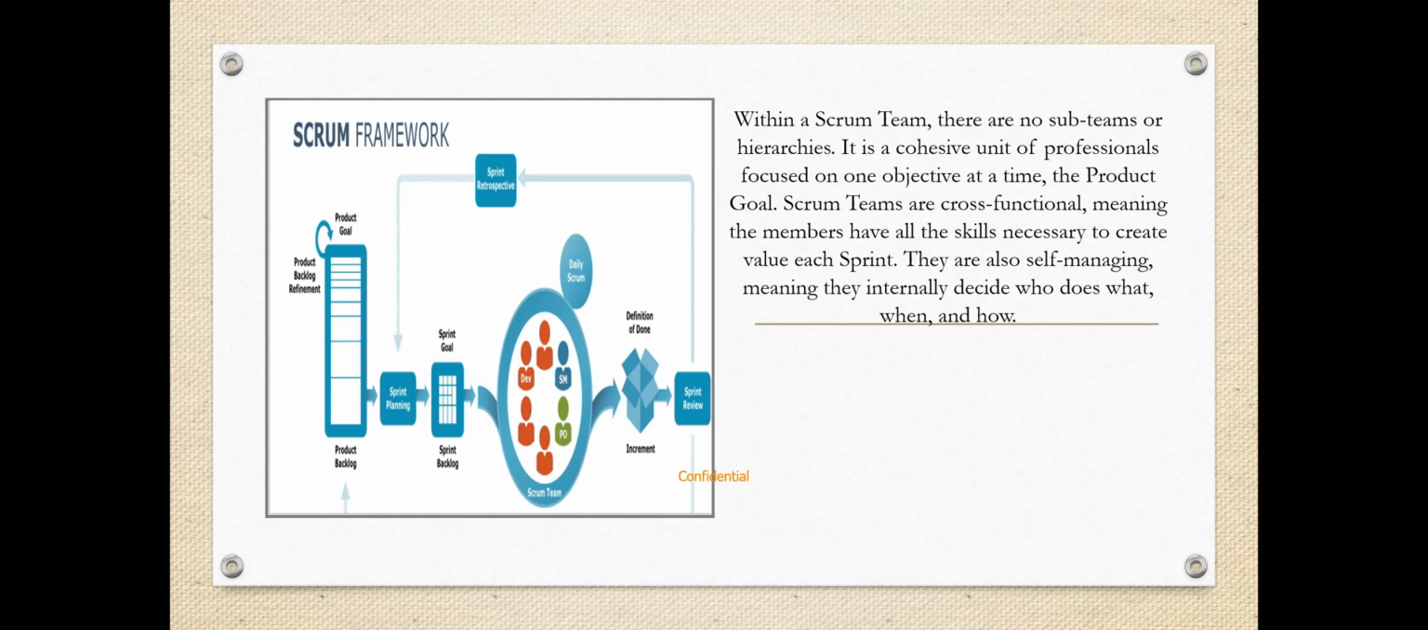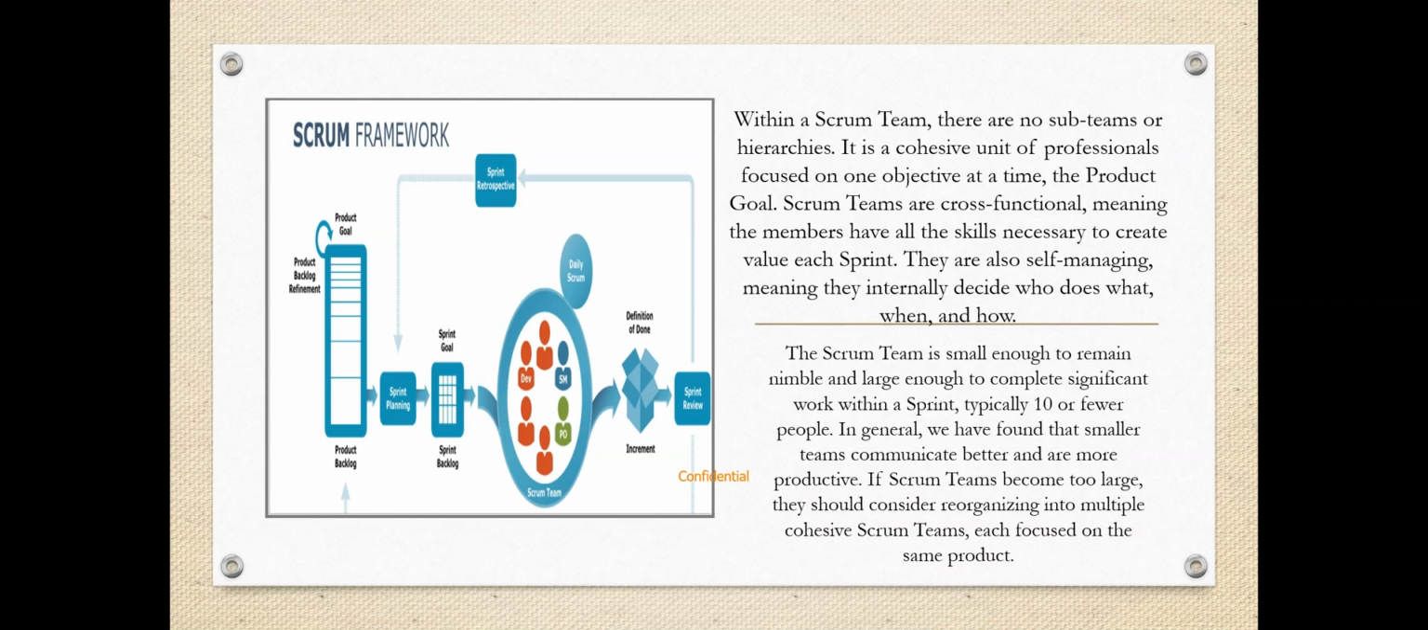Scrum teams are cross-functional, meaning the members have all the skills necessary to create value each sprint. They are also self-managing, meaning they internally decide who does what, when, and how. The Scrum team is small enough to remain nimble and large enough to complete significant work within a sprint, typically 10 or fewer people. In general, we have found that smaller teams communicate better and are more productive.